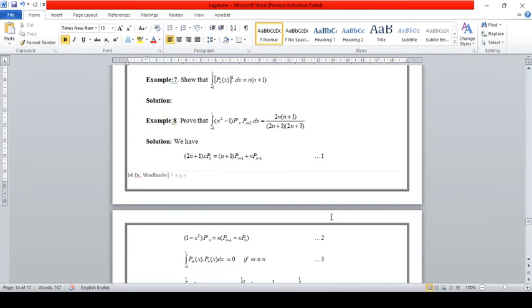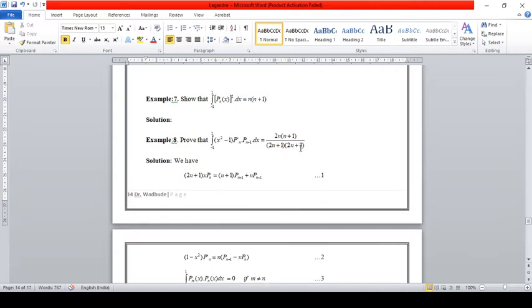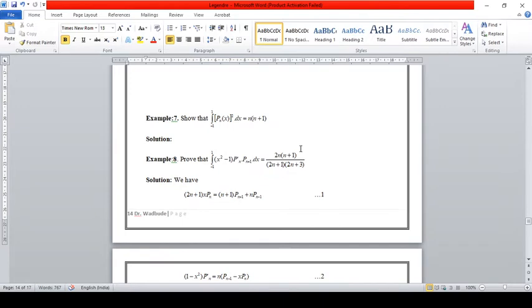Now examples based on orthogonal property. So first example is the integration from minus 1 to 1 of (Pn(x)) whole square dx is equal to 2 upon 2n plus 1. This is the easy one.